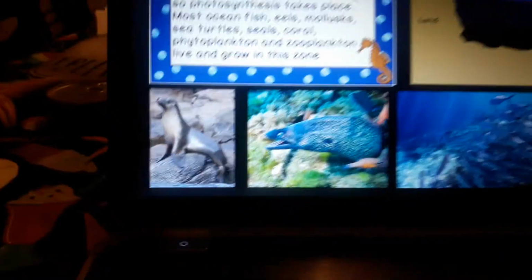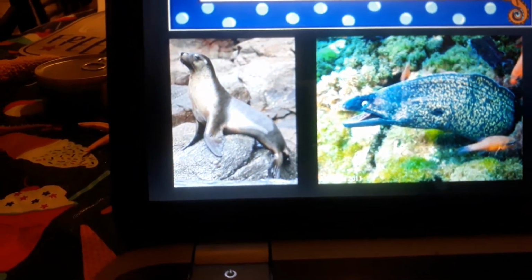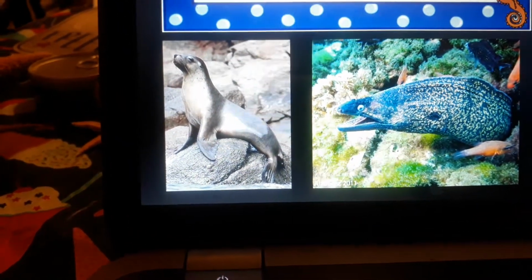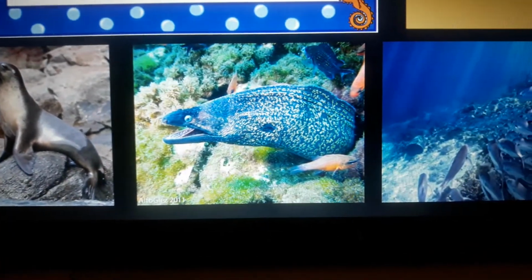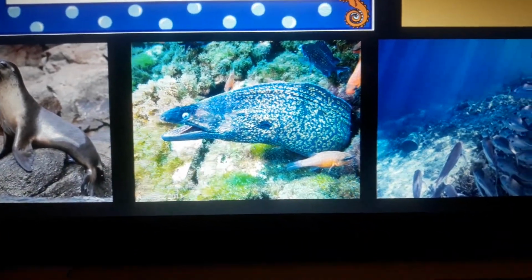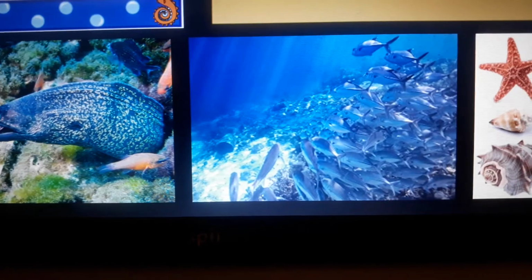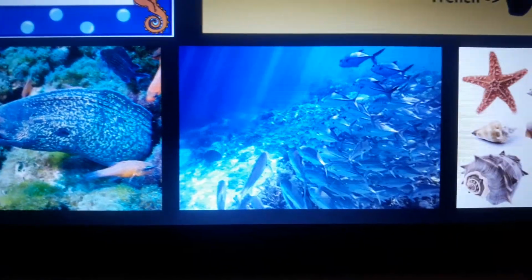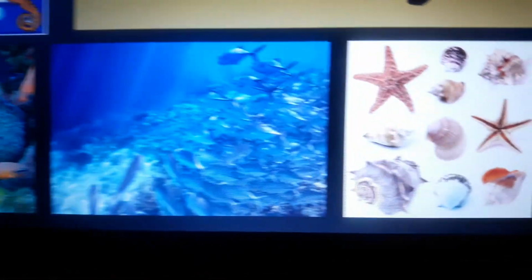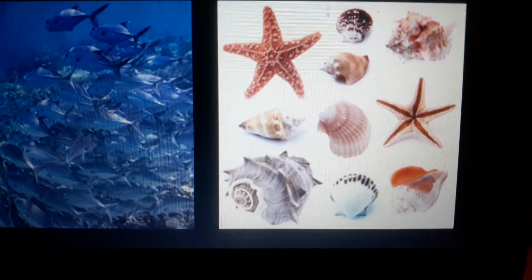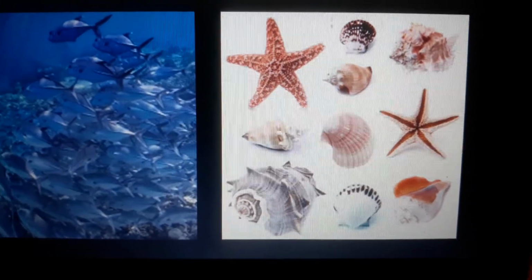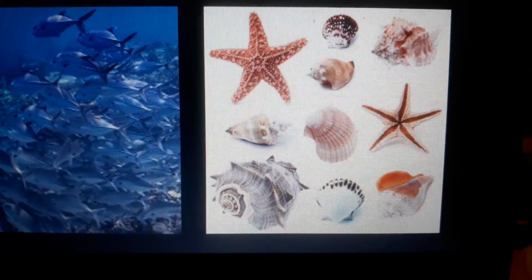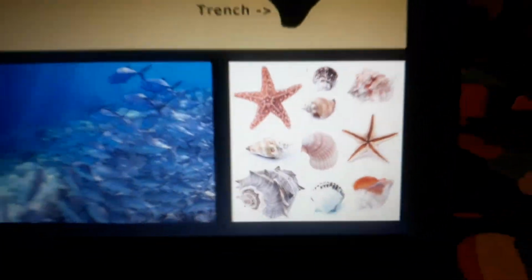And then here are some pictures of things that grow in the sunlight zone. We've got a seal there. And over here we've got an eel. You don't want to touch those. And here you've got a school of fish in the sunlight zone. If you look here, you can see rays of sun even coming through. And these guys are in the mollusk family. I think some of you have probably seen or touched most of those things.